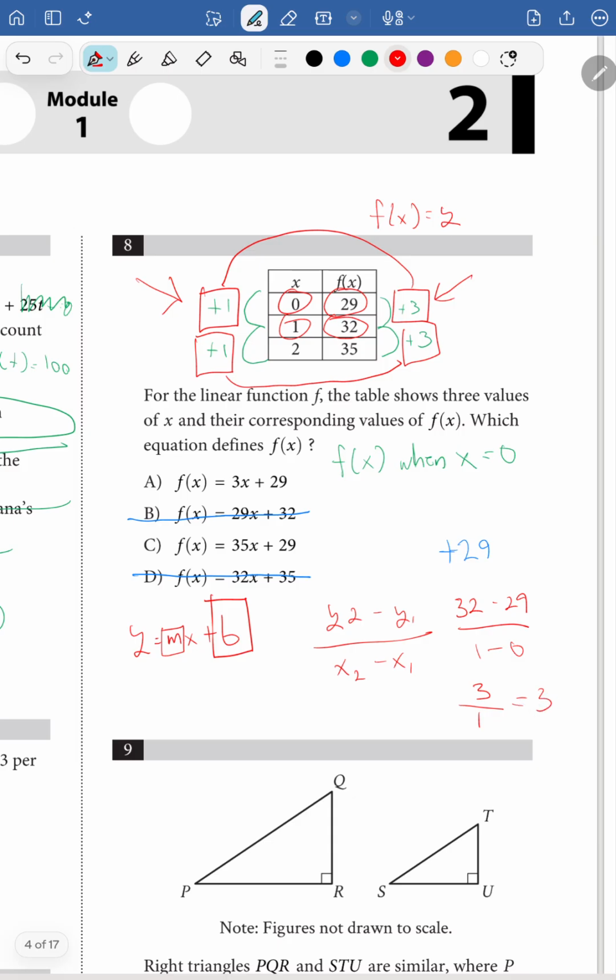So now we can set the equation together. y equals 3x plus 29. And like I said, y can be represented as f of x as well. So f of x equals 3x plus 29. Here's our answer, and that is answer choice A.